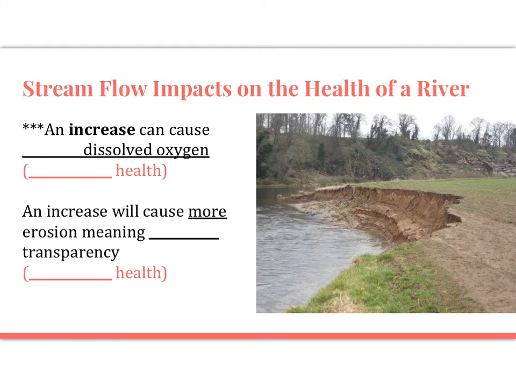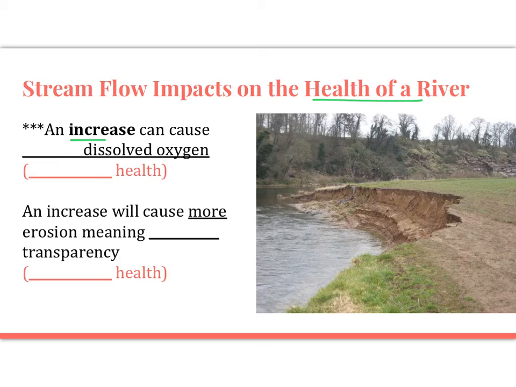So what do those changes mean for the river's health? Well, every increase or decrease has an impact on stream flow, and stream flow is kind of the trickiest one because we have a little bit of positive and negative with every change. So here we're going to look at what happens when the stream flow increases or becomes higher.